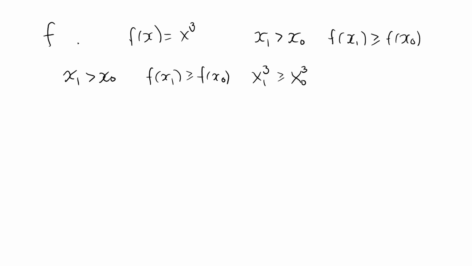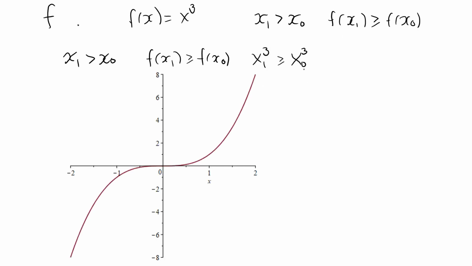A very common way of checking if a function is increasing is simply to look at the graph of the function. Here is a graph of the function x to the 3, so y is equal to x to the 3. We can see from the graph that this is indeed an increasing function. But it's hard to argue that this function is increasing simply because my eyes tell me that it's increasing.